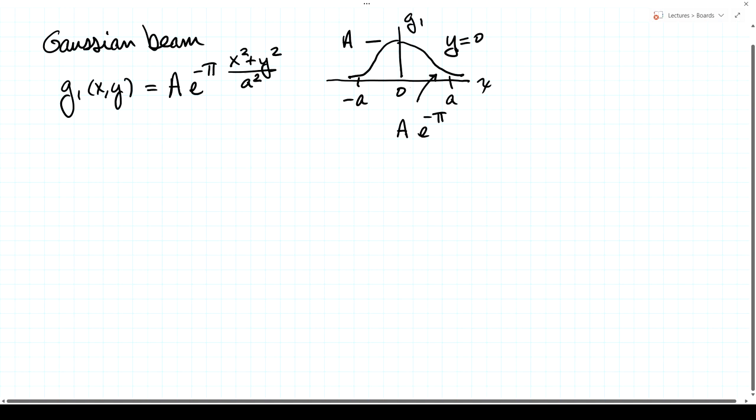And because it depends on x squared plus y squared, which is equal to r squared, we know that it will have circular symmetry in the xy plane. So you'll have contours of constant field amplitude, which will be circles. And it will be strongest right on the axis and then drop off as a Gaussian function.